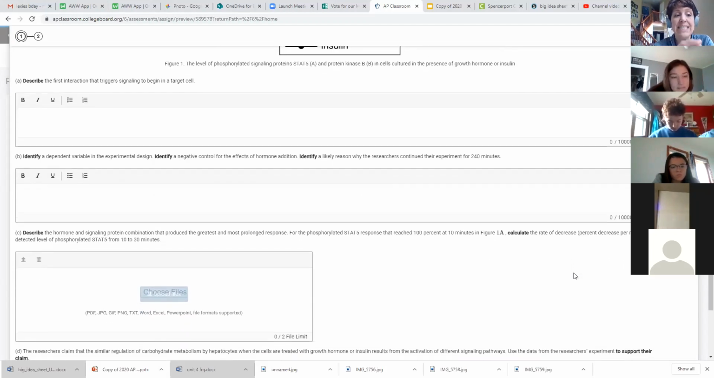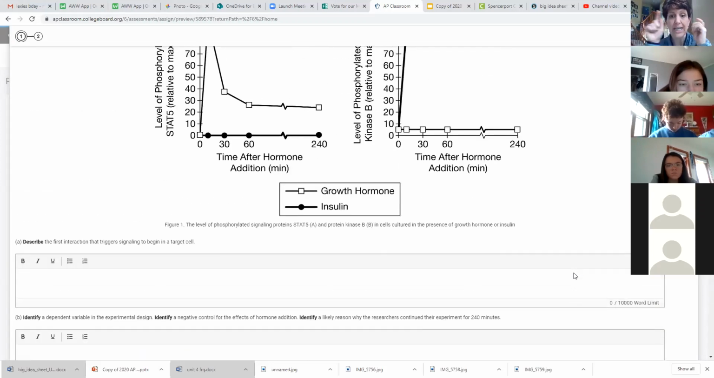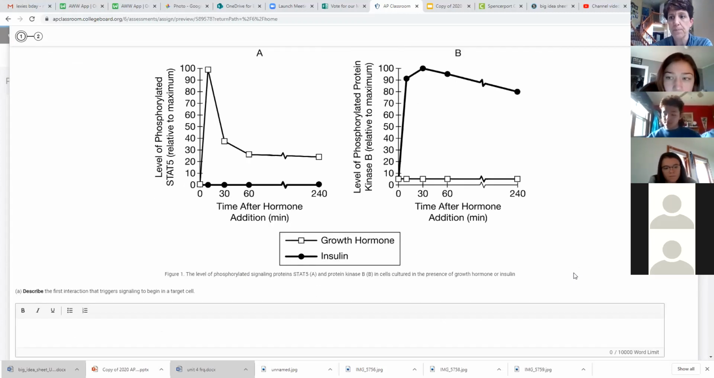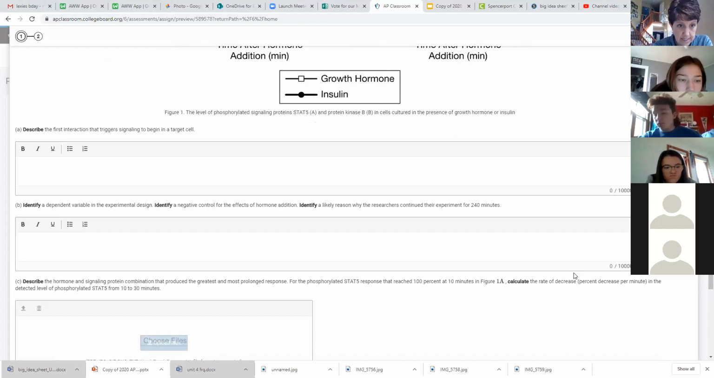B, identify a dependent variable in the experimental design. Actually, my fan is on now, so. Negative control for the effect. You hear me now? Yeah. Okay. So the dependent variable is what you measure. Independent variable is what you change. Dependent variable is what you measure. So you measured the level of phosphorylated STAT5 and you measured the level of phosphorylated protein kinase B. That's what you measured. And that's worth 1 point.